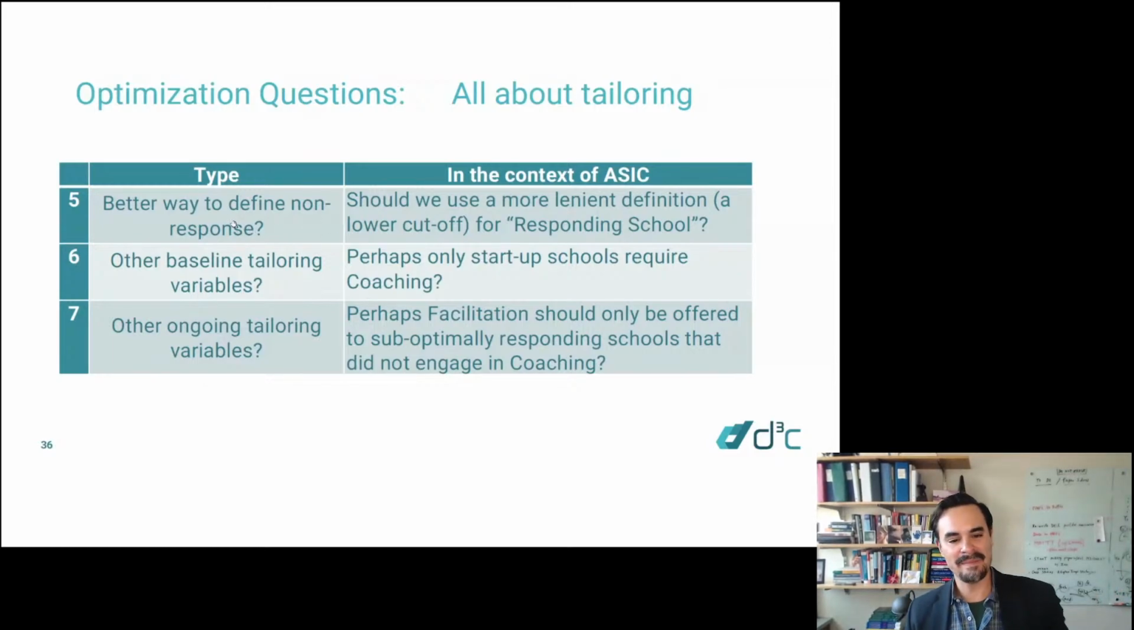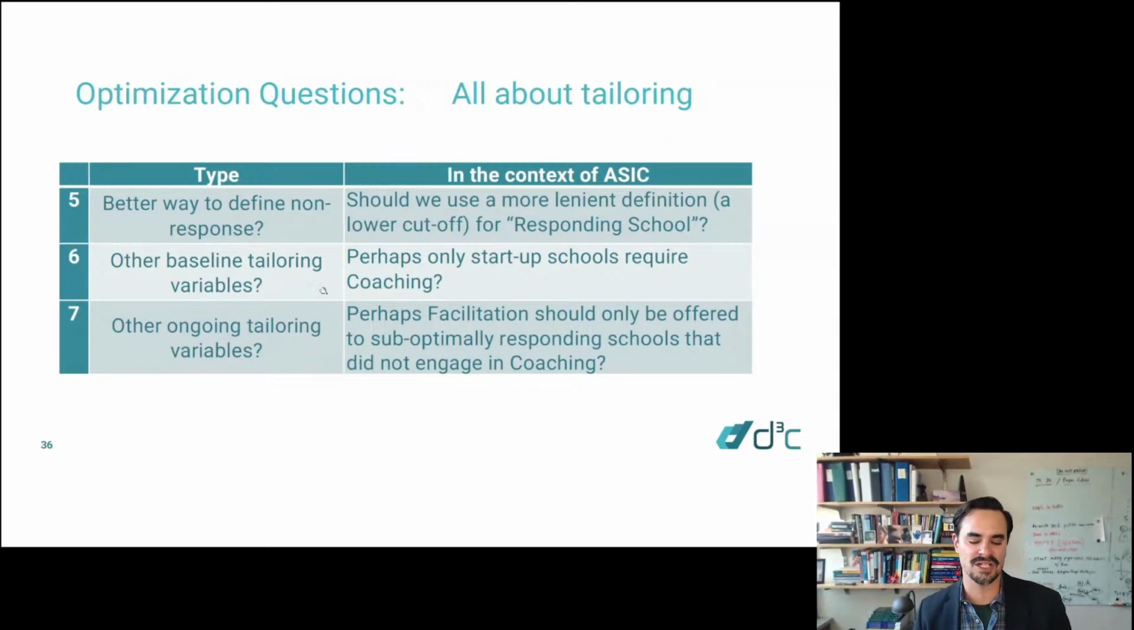So one of them is, is there a better way to define non-response? Remember how we had those cutoffs for what it meant to be a slow responding school? Well, should we move the cutoff a little bit? Should we use a more lenient definition, that is, an even lower cutoff for what it means to be a responding school? Of course, if we do that, then that means we provide even less facilitation. So maybe that's not a good idea, but we could have a question about that, right? Other questions, and all of these questions are all about tailoring, right? A lot of scientists have questions about tailoring.